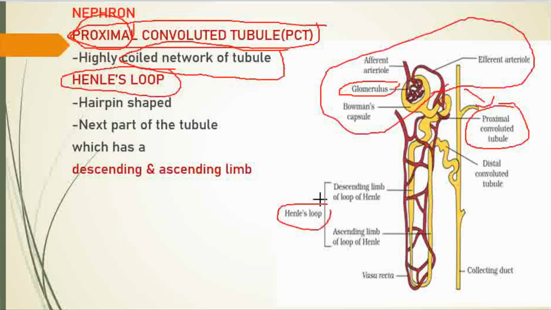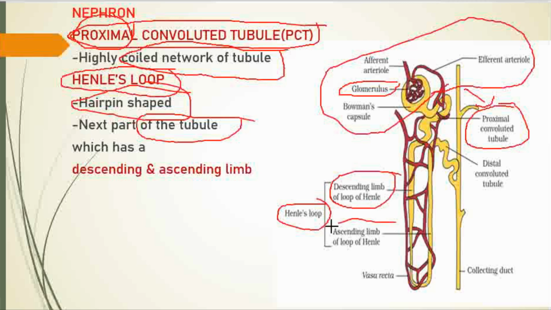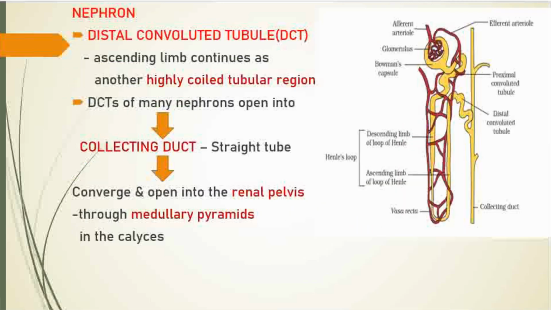Next coming to Henle's loop. What is a Henle's loop? So here we have the Henle's loop. So it is hairpin shaped. The next part of the tubule after the proximal convoluted tubule is the Henle's loop. So in the Henle's loop, we have the descending limb of loop of Henle and the ascending limb. So கீழே வரத we call it as the descending limb. மேலே போறது, when it goes up, we call it as the ascending limb. Next let's see the next part.